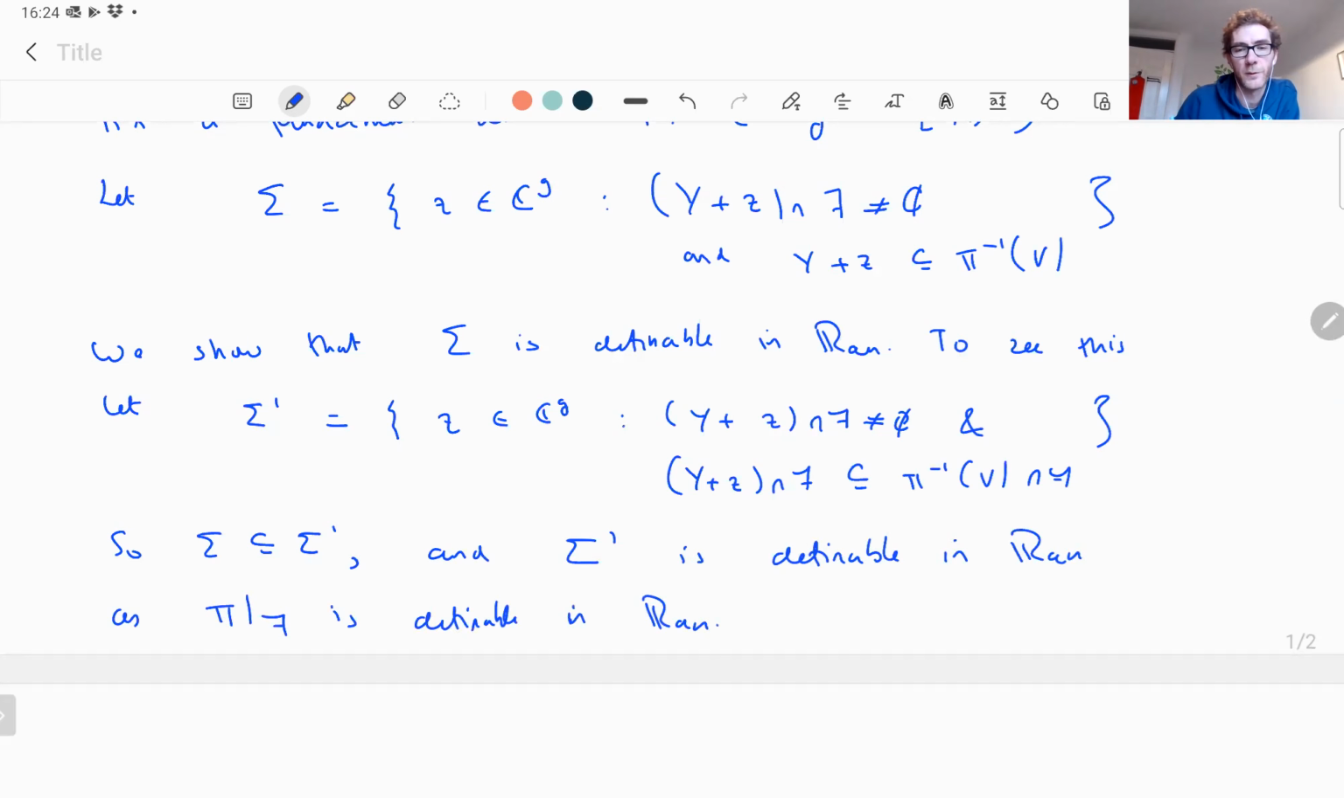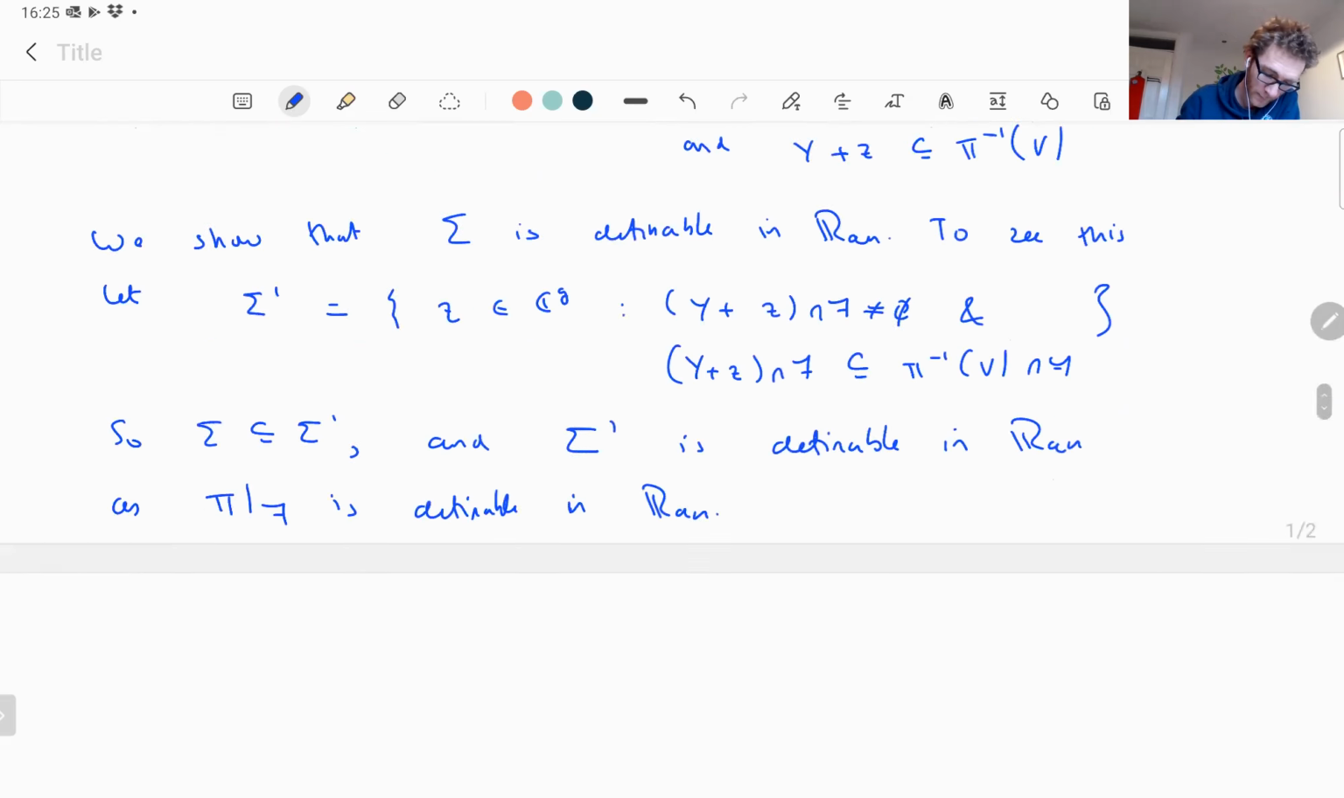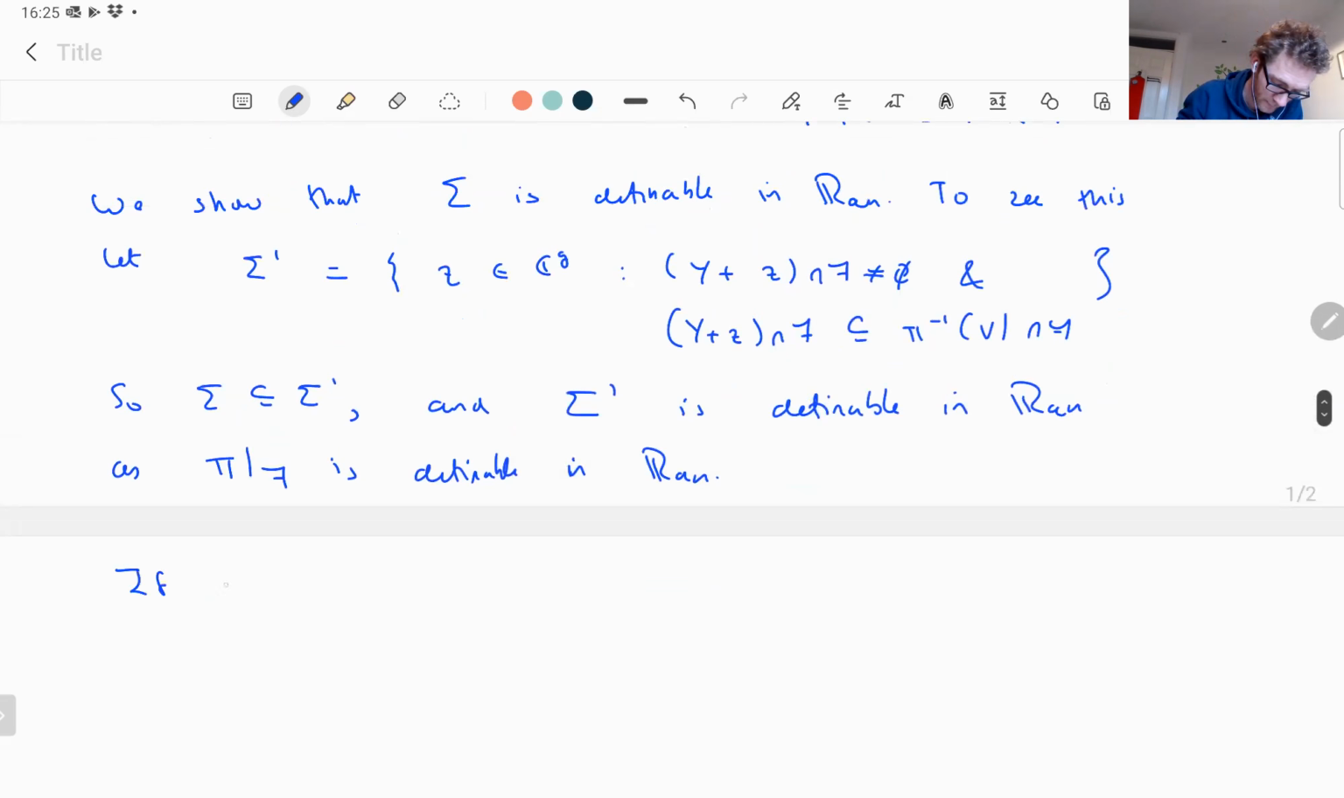Now, if you have z in sigma prime, what do you have? Well, you've got this. This is a non-empty open subset of Y plus z. And on that open subset, these equations hold, the equations that say it's in pi inverse of V, and Y plus z is irreducible. So by analytic continuation, those equations hold on all of Y plus z, and you have this.